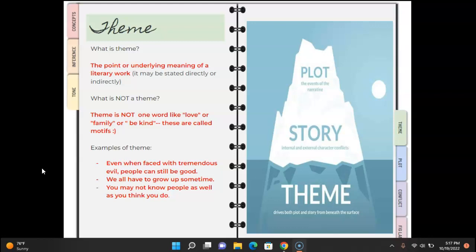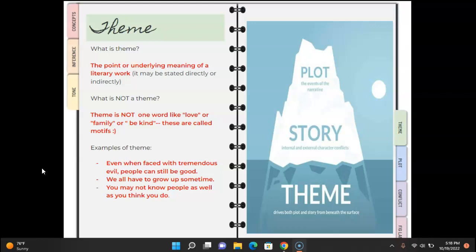What is theme? So theme is the point or the underlying meaning of a literary work. It can be stated directly or it can be stated indirectly as well. Sometimes we think of themes as the lesson or the moral of the story, but we're more so looking at what the author is trying to get after here.